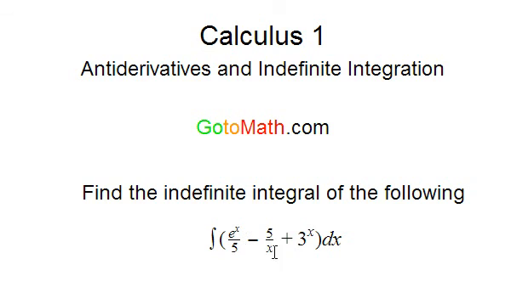Anyway, let's just go ahead and do this last one since we haven't worked something that involved the natural log here. We've got the integral of e to the x over 5 minus 5 over x plus 3 raised to the x power. Let me write this out if I can remember it. It was the integral of e to the x over 5 minus 5 over x, and then I think I had plus 3 raised to the x power.